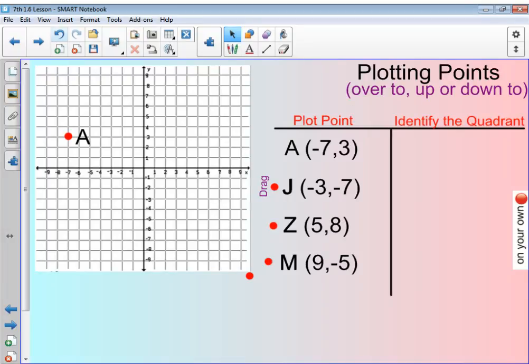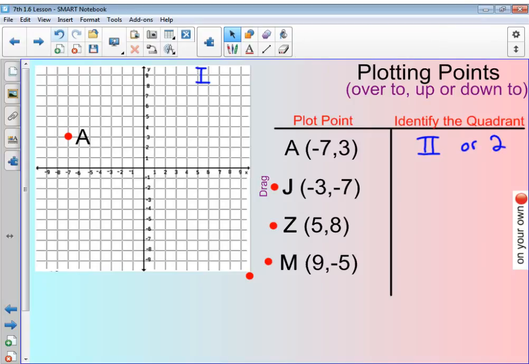And that quadrant would be what quadrant? Remember, we're gonna start with 1 here, and then work counterclockwise. So if that's quadrant 1, A would be in quadrant 2. So you can either write it as Roman numerals or you could say 2.